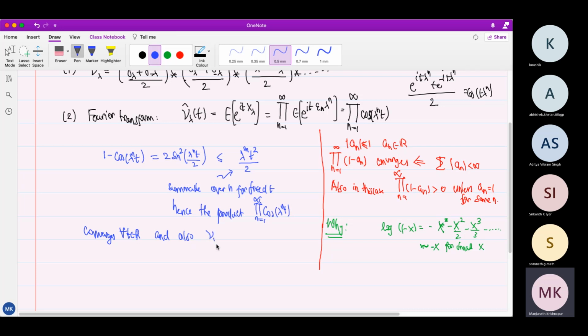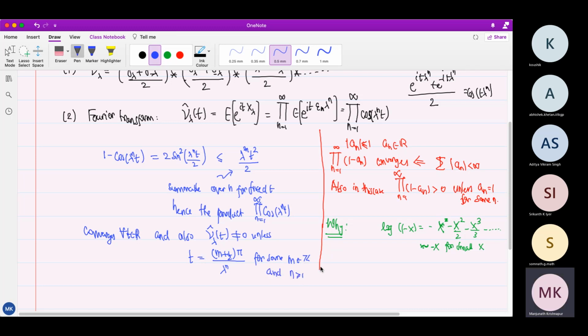that, let me record it here, nu lambda hat of t is not 0 unless one of the terms is 0. When will lambda to the n t cosine be 0 for some n? For cosine of something to be 0, it has to be an odd multiple of pi by 2, right? So unless lambda to the n times t is an odd multiple of pi by 2, that is, unless t is equal to an odd multiple of pi by 2 divided by lambda to the n, for some integer m and n greater than or equal to 1.